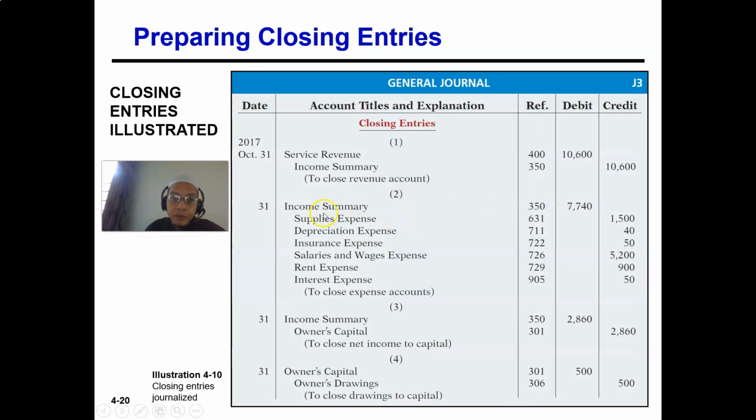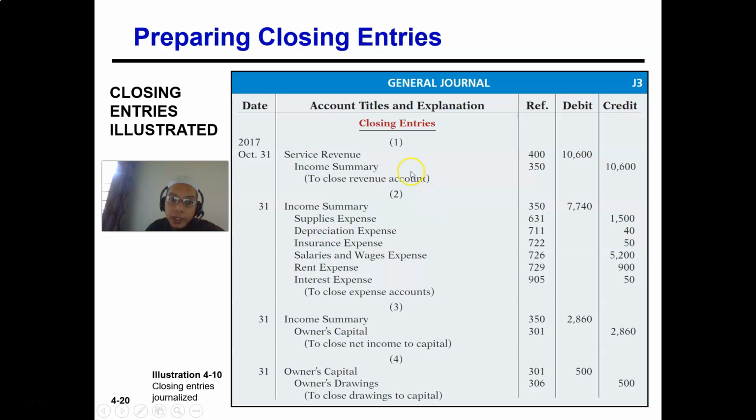Okay, second step is we credit all of the expense accounts of their balances. So we credit supplies expense, depreciation expense, insurance expense, salaries expense, rent expense, and interest expense. We credit all of the balances here, and then we debit a total of those balances. The total of the credit is 7,740. Therefore, we debit income summary account by 7,740.